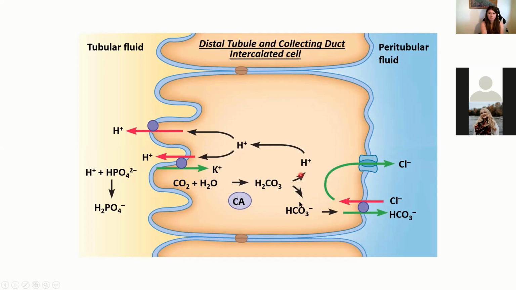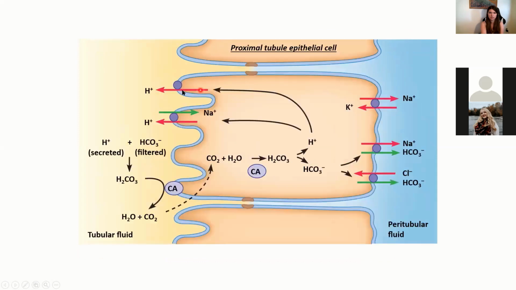As we made this bicarbonate, we also created hydrogen ions. We don't want those to get into our plasma because the whole point is that we're trying to fix a problem of acidosis, which is basically too many hydrogen ions. So we take those hydrogen ions and we push them out through a hydrogen ion pump, just like in our proximal tubule. Moving back again so that we see that, hydrogen ion pump.